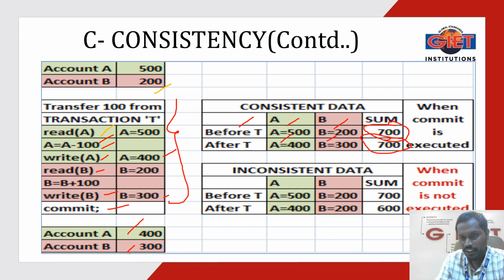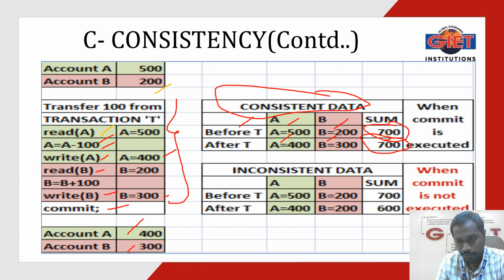When commit is executed, and you check before the transaction and after the transaction, and the amount remains the same, then we call that consistent data. This is what we call the consistency property. For example, the second, we'll take the second case, that is inconsistent data.